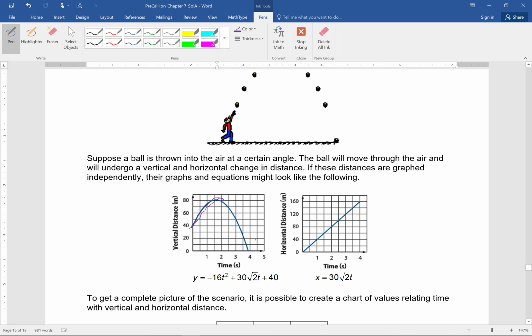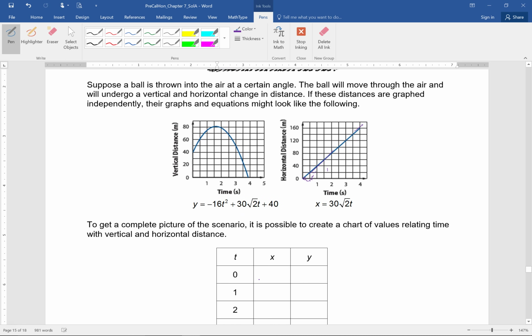That's the vertical distance. The horizontal distance just keeps moving away from you as time progresses, so it looks like this. At time t equals 0, it was right next to you. At time t equals 1, it moved away from you. T equals 2, it moved away from you further, and so on. So this is the graph of the horizontal change in distance and the vertical change in distance. Now, on your notes packets, the equations for each of these are reversed. I just changed them here, so just flip them around.